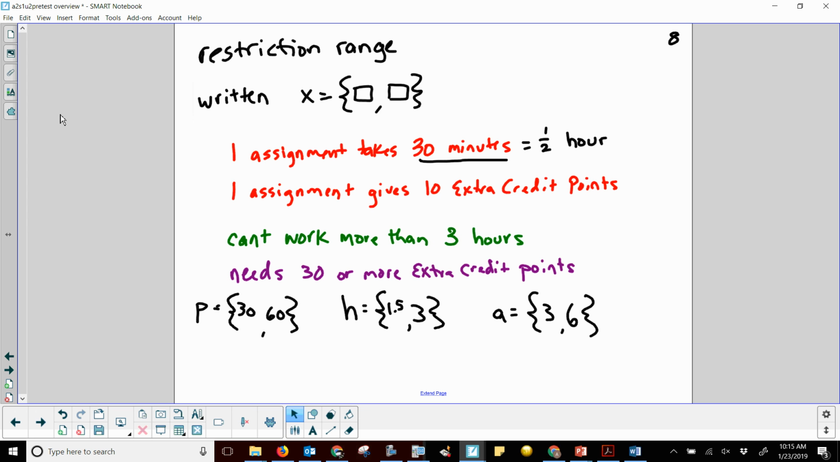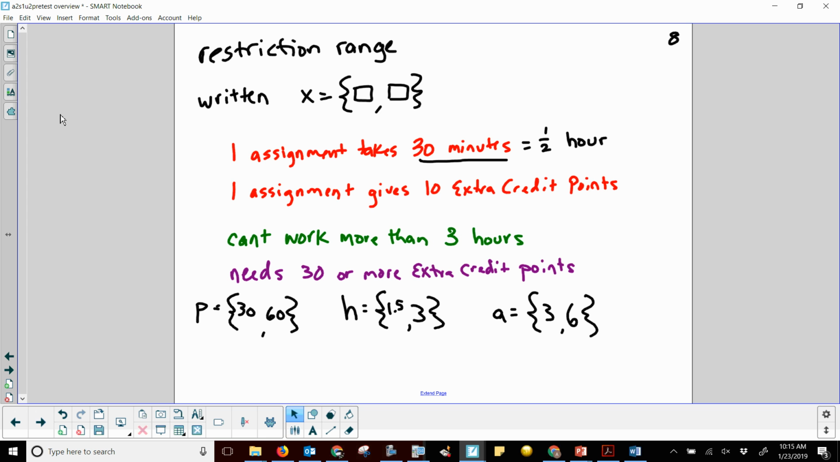Concept number 8. The best way I could title this is: what restrictions does it have? Basically, it's just finding out what range of values work in order to satisfy whatever's happening. It's written with these braces, and usually it's, from here to here will work.